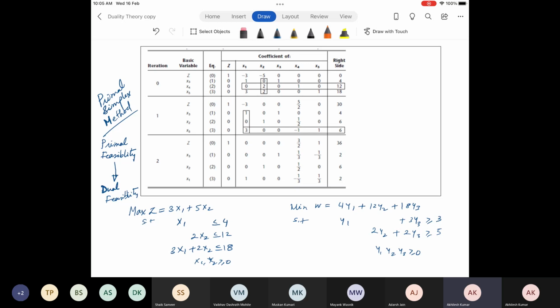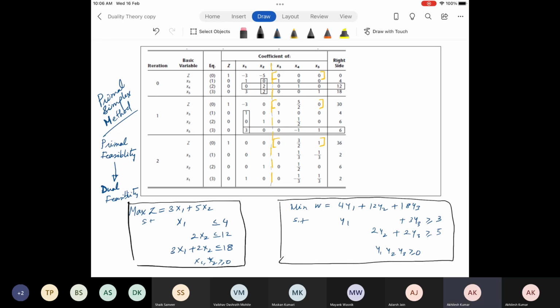As I have already told you, the values of the dual variables can be found below the coefficients of the slack variables in the zeroth row. So we will focus on this part. Let's look at the first one. If you look at the primal problem, which is this one, maximize g equals 3x1 plus 5x2, and the dual is minimize w equals this much.